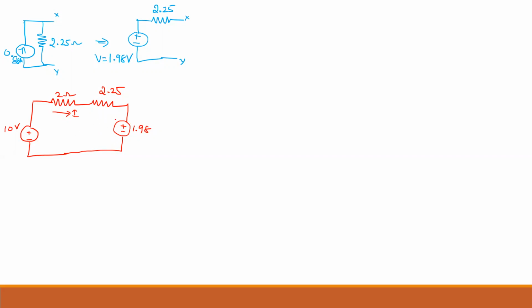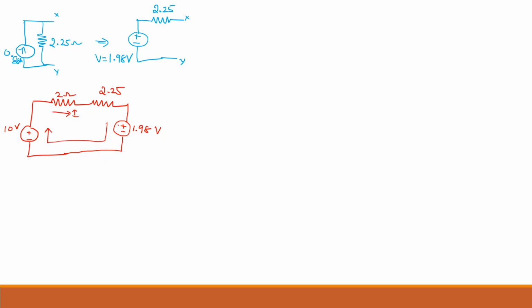Better, I will suggest you to draw one more step. Here, if you observe the direction of these two, 10 volt and 1.98 volt are connected in series. Whenever two voltage sources are connected in series, we have to add. Now, add or subtract depends on the polarity. If you just walk in one direction, either in this direction or reverse, you are walking in one direction or another.